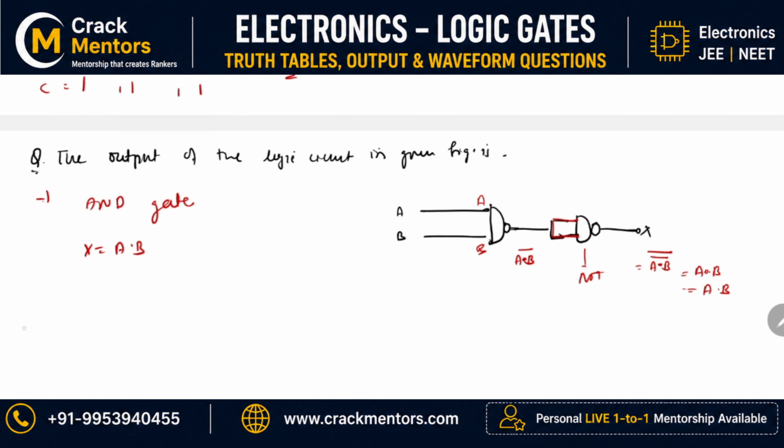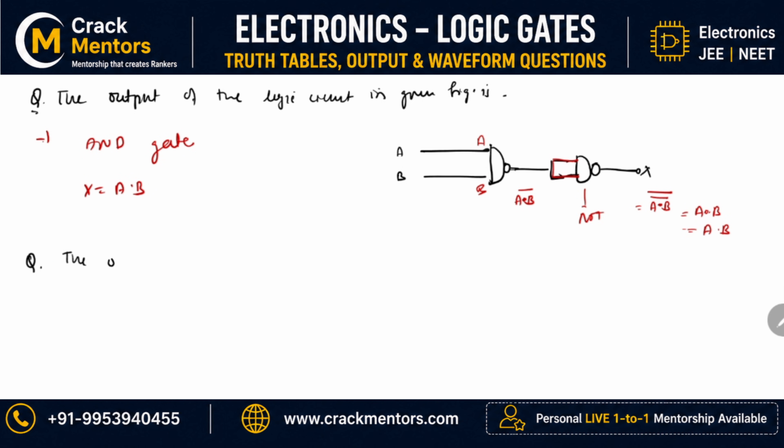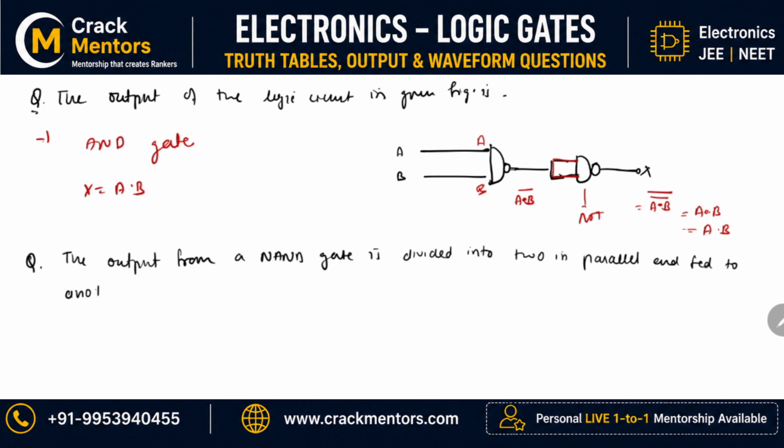Okay, let us take our next question. I hope every question which I am checking is clear on your side. If you are having difficulty, guys, please let us know. Now do this question. The question says the output from a NAND gate is divided into two in parallel and fed to another NAND gate. The resulting gate is what?